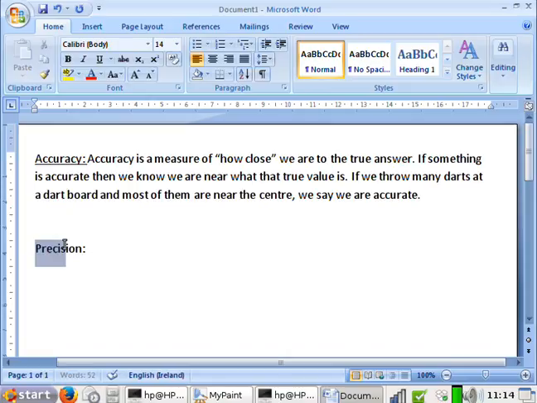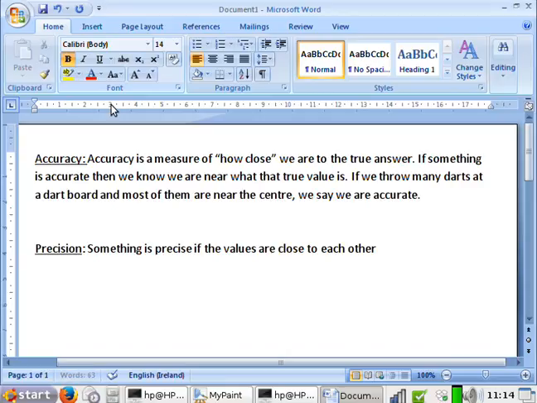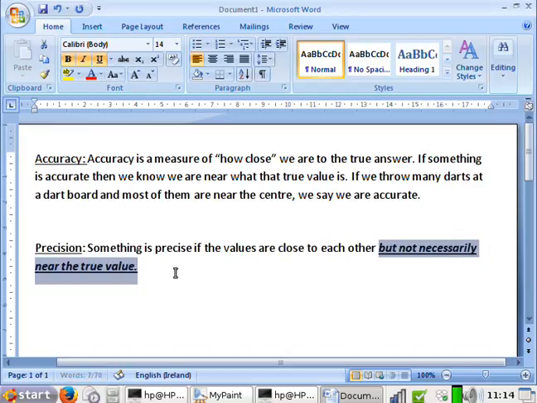All right, well then, using the same example with the dartboard, what can we say about precision or precise? How close the values are to each other. Yeah, how close the values are to each other. And that "to each other" is the critical piece. So something is precise if the values are close to each other. I put that in bold and italics and everything because it's really critical. Something is precise if the values are close to each other, but not necessarily near the true value. So something can be precise, but it can also be inaccurate.